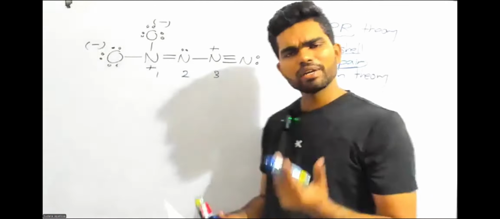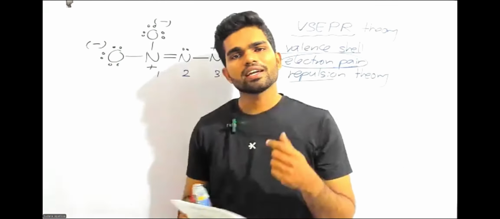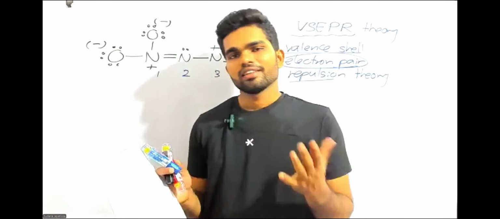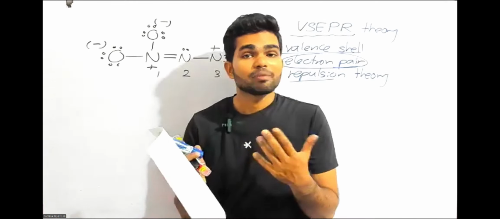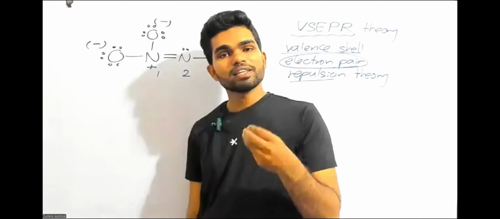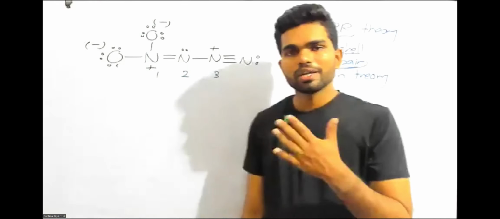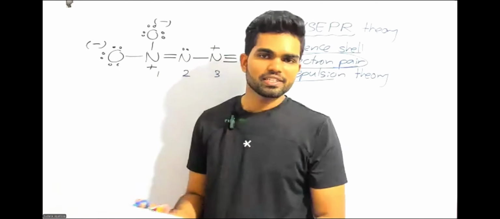Why do they repel first of all? Because electrons are negatively charged. You know from your O-level science that similar charges are repelling from each other. Understand? So negative repels negative, positive repels positive.